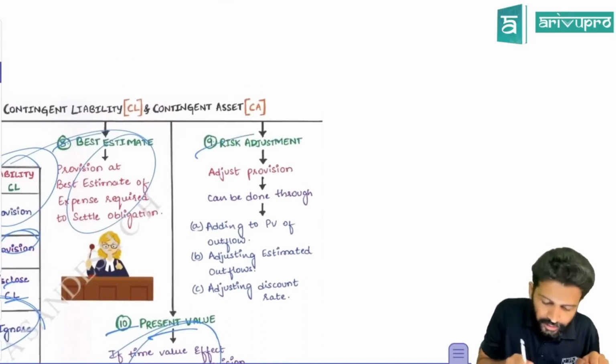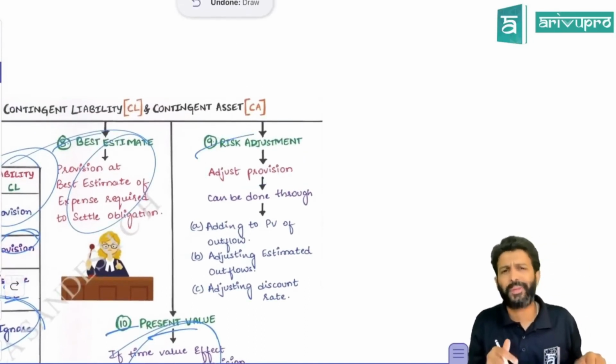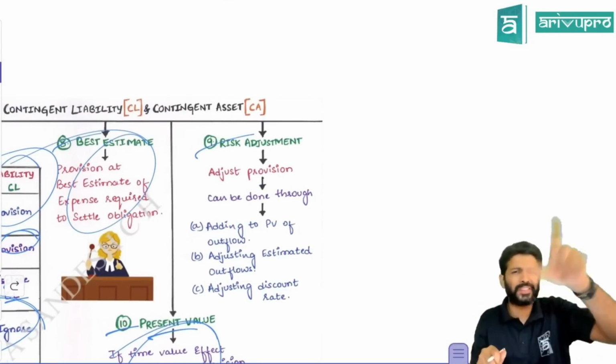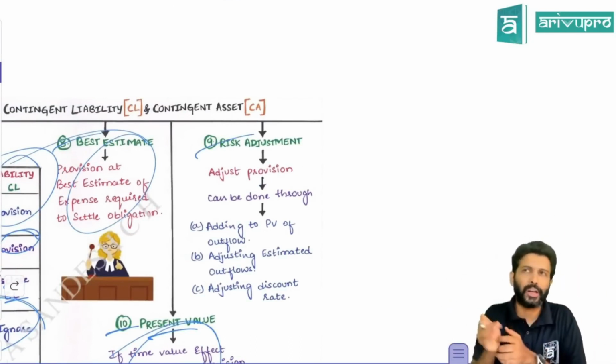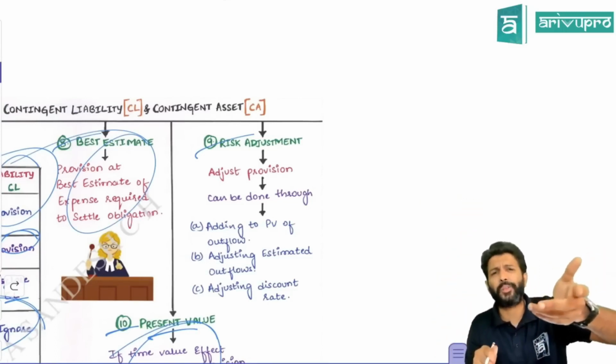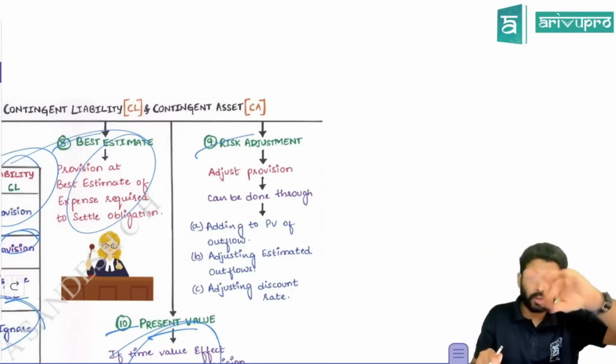Like that. And some risk adjustment you can also do in provision. Since a provision is an estimate, you can go wrong with your estimates. So if in the problem they say there is a risk adjustment, then you can do that. Let's say you got a final provision amount of 10 lakh. Then they say there is a risk adjustment of 5%. You can add 5% to the final amount.